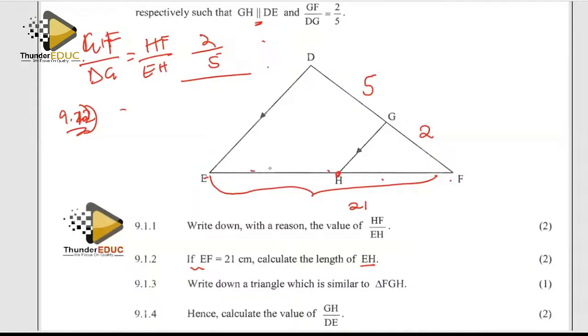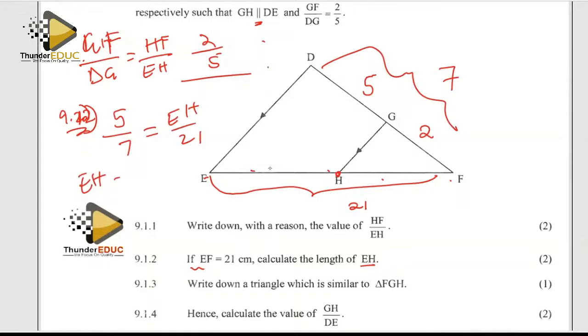So I'll say 5 over this entire thing, which is a 7. So 5 over 7 is equal to our EH over 21. So EH becomes 5 over 7 times 21, and that becomes 15 centimeters. Okay, so that is how I would have approached it.